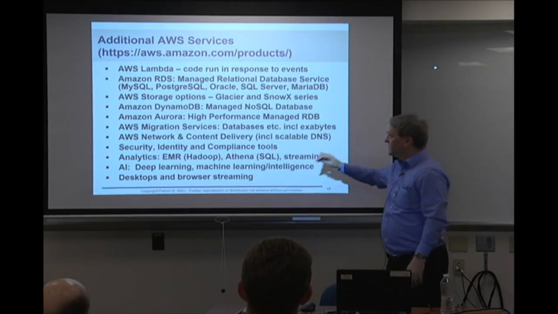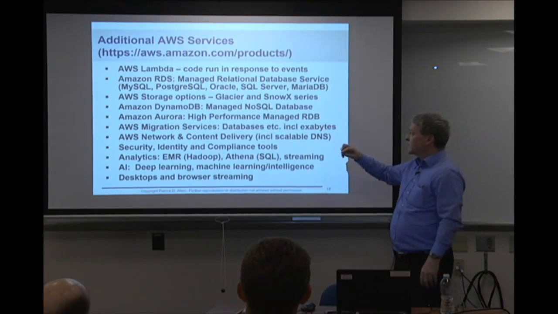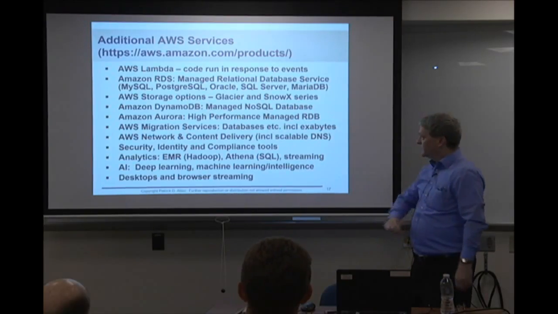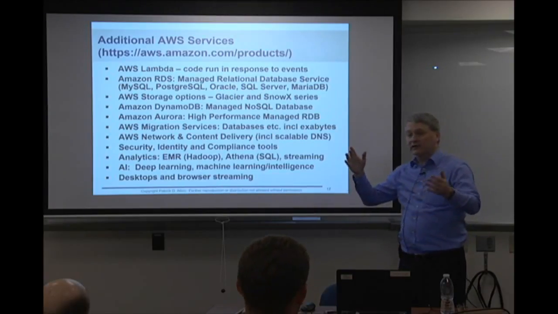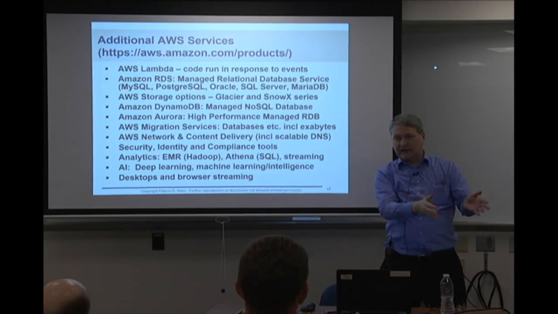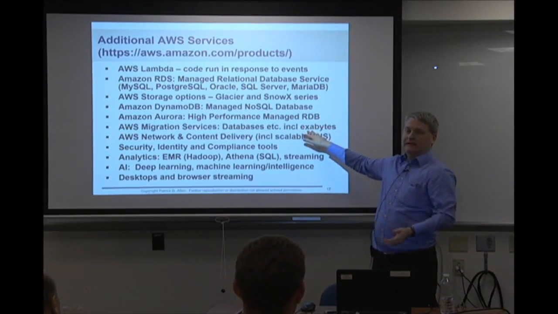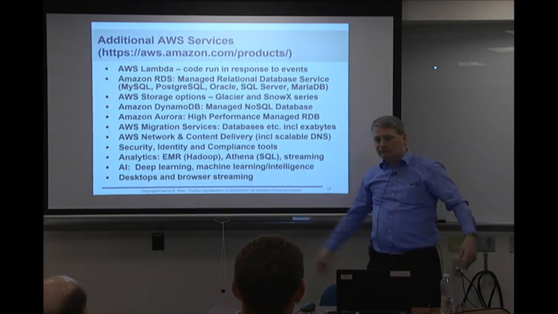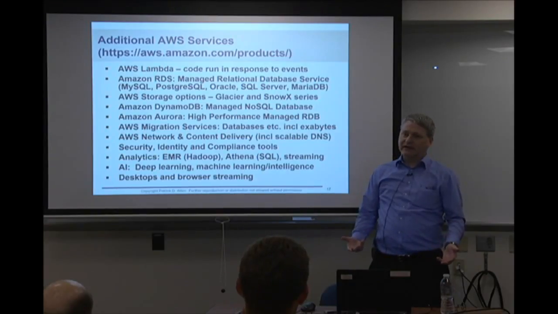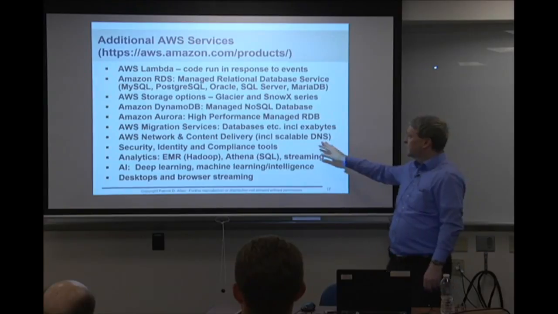They've got Amazon DynamoDB, a NoSQL database that's managed. Amazon Aurora, a high-performance managed relational database. You've got migration services. Remember I mentioned that it's relatively easy to go from a non-cloud database to a cloud database? They've got it set up so that you can pull in exabytes of data. Okay, you were talking about big honking pipes, and it's going to take a while. But once you get it up there, it's there. And now you can do stuff with it you couldn't do before. So that's one of the big advantages.